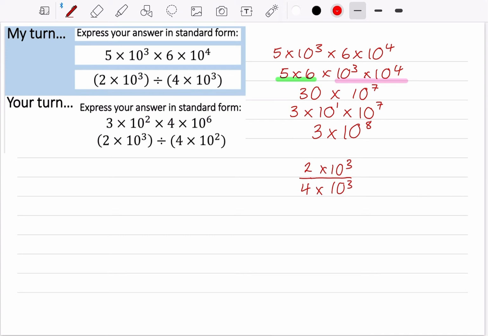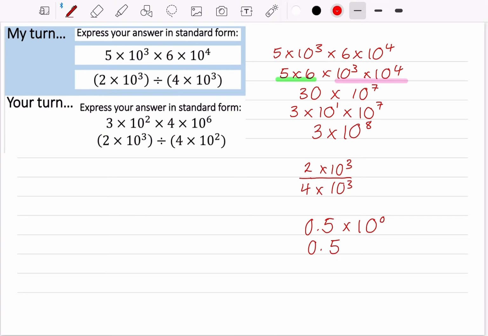Remembering your rules for powers, when I divide, I take away as long as the base is the same. 3 take away 3 is actually 0. 2 divided by 4 is 0.5. 10 to the 0, we know is 1. So I've got 0.5 times 1, which we know is 0.5.